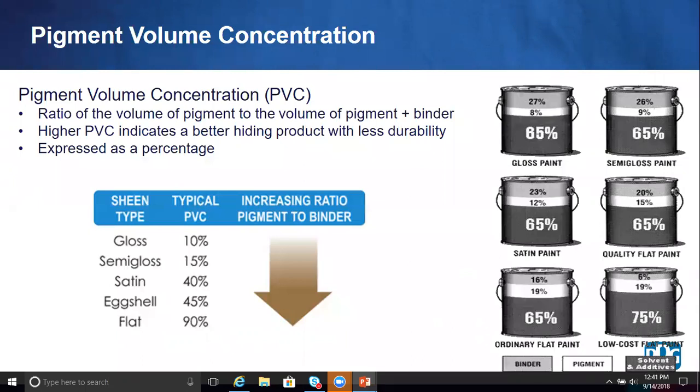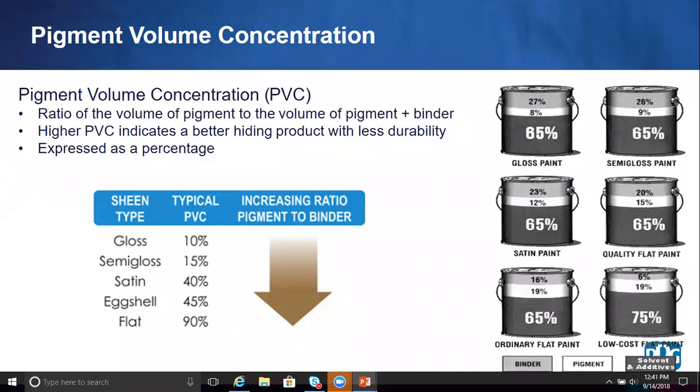If you look at those top 4 cans plus the one on the left, the ordinary flat paint, they all have 65% solvents in them, which means they're all 35% solids products. But again, it's this pigment to volume ratio. So a high gloss paint theoretically has 27% binder or resin encapsulating 8% of pigment. That's going to give you a super durable, super washable and scrubbable finish.